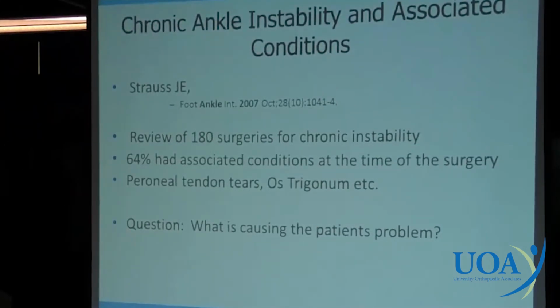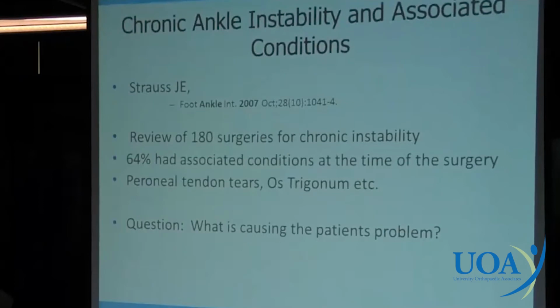The most common one is that frequently there was a review done of 180 surgeries for chronic instability, and 64% had an associated condition at the time. Either they had a split tear of their peroneal tendon, they had an issue with their os trigonum, they had loose bodies, they had an OCD, they had some other thing going on. So I think it's always good to evaluate the patient who has chronic instability complaints in their ankle, but the workup needs to be complete so that you don't miss something and just figure it's their ligaments.